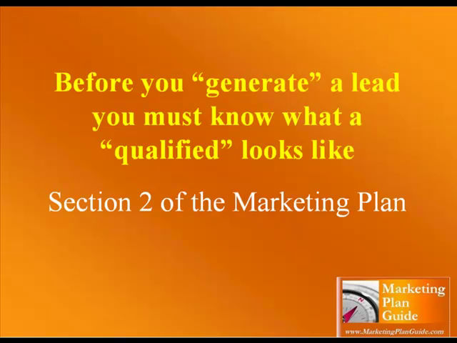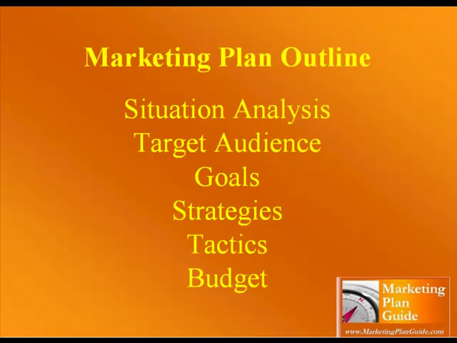And section 2 of the marketing plan, if you recall, is the target audience. Let's just do the quick overview of the marketing plan outline. These are the 6 steps that I say are in every marketing plan. Situation analysis is where you take a look at yourself and your competition, your market as a whole, and evaluate where you are strong and weak, and then you come up with your unique selling proposition.